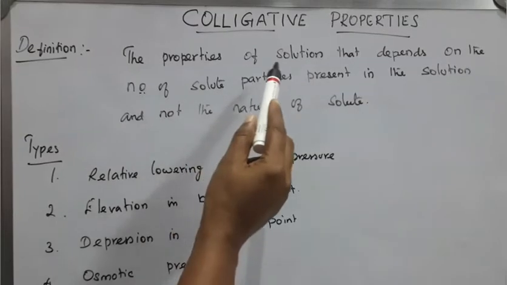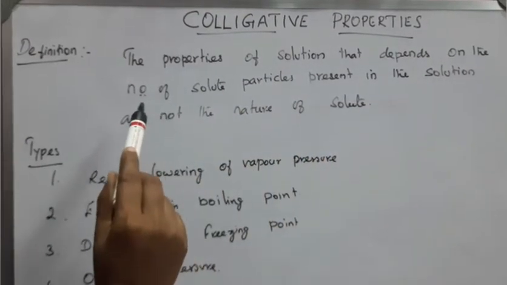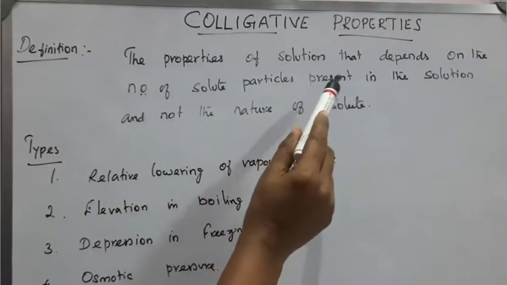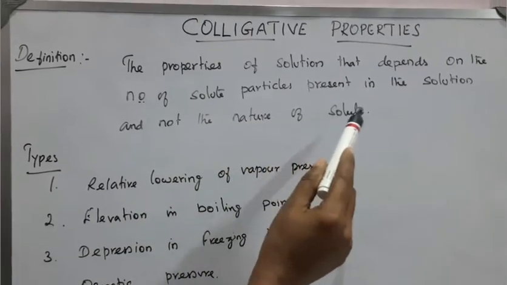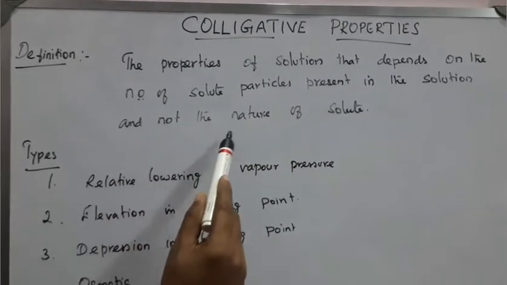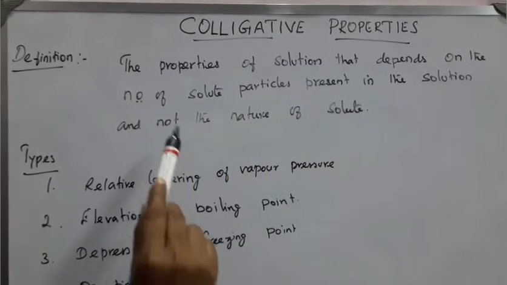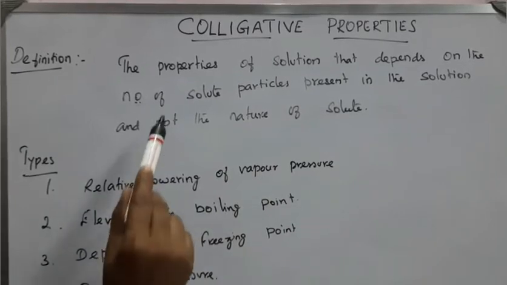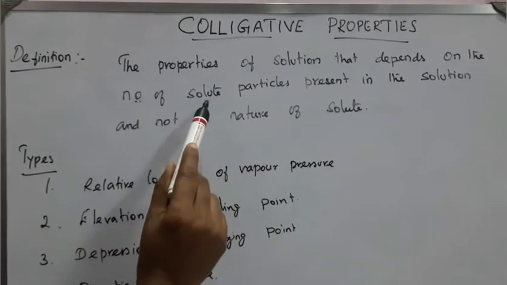Today we are going to study colligative properties. Okay, so what do you mean by colligative properties? The properties of a solution that depend on the number of solute particles present in the solution and not on the nature of the solute present in the solution. So the concept we can speak of in terms of the concentration of the solution.